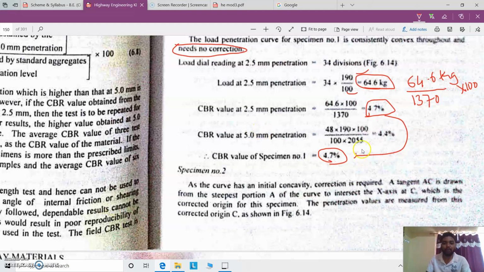You should write, whenever you get the CBR value at 5 mm penetration more than, say, 4.4 is the value and we are getting 4.7 for 2.5 mm. If the 5 mm value is more than this 4.7, say we get 4.9%, in that case you cannot consider this. The test is to be repeated, right?